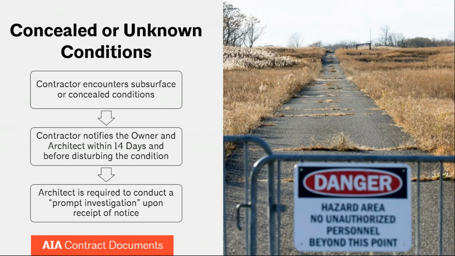Often work stops in the area when unexpected conditions are found. The A201 obligates the contractor to provide notice to the owner and architect and for the architect to act. It does not require that the contractor provide an estimate of the cost or time impact with the initial notice. And the A201 2017 actually requires the contractor to notify the owner and architect within 14 days of learning of a condition that was concealed or previously unknown.